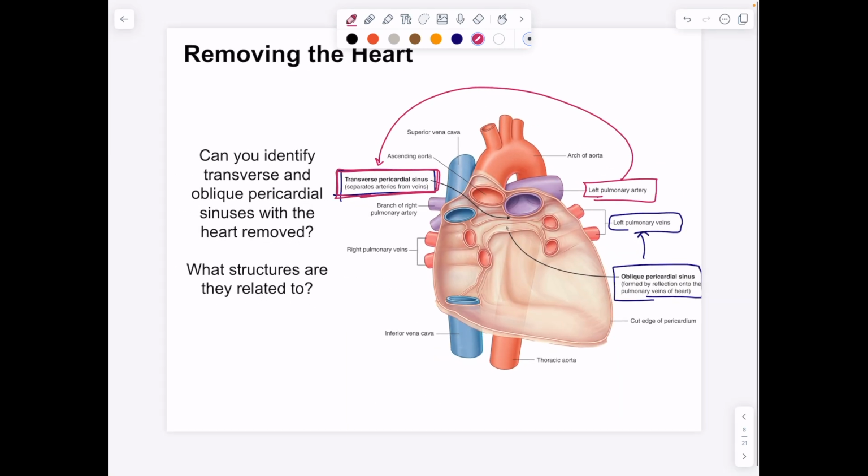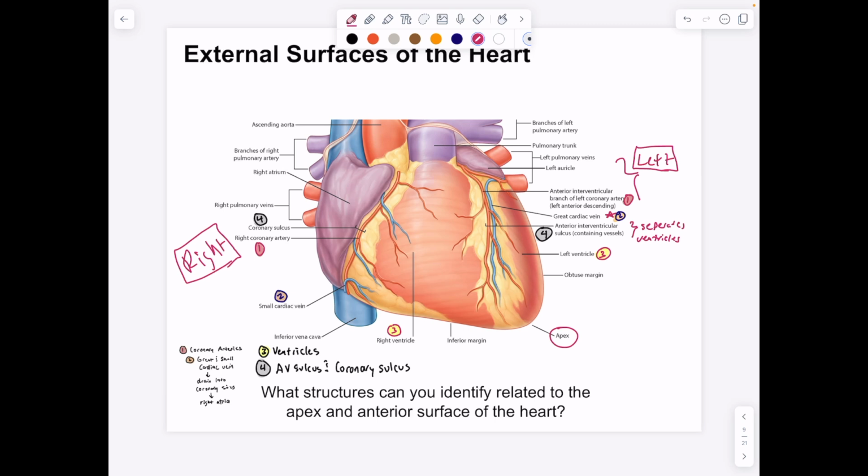All right, so can you define the transverse and oblique pericardial sinuses? We just went over that. Great. And then noticing the relationship to the pulmonary artery and veins, transverse is separating them, and then the oblique is really underneath them.